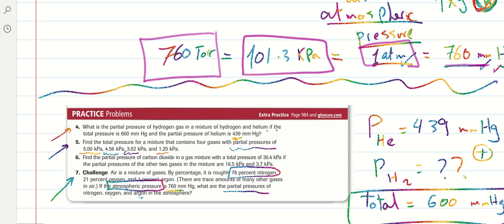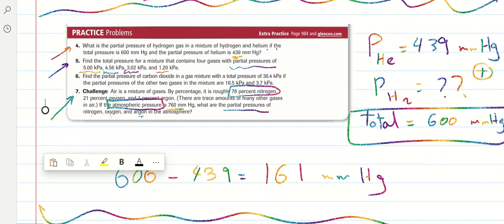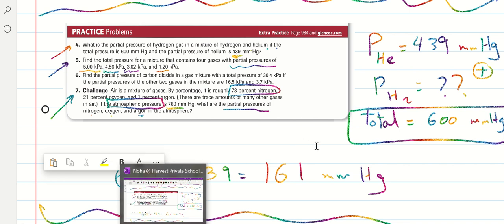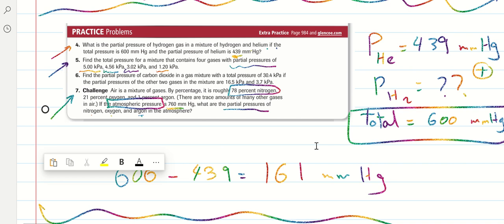The last learning objective in this unit, and then we're going to move to the other unit. The last learning objective is to know Dalton's law. Okay, what is Dalton's law?